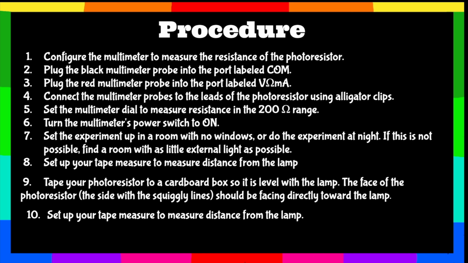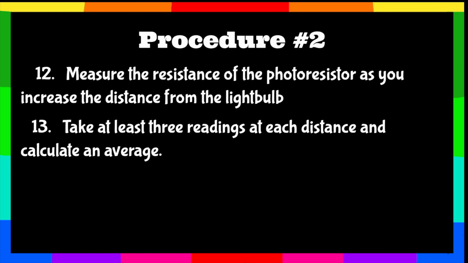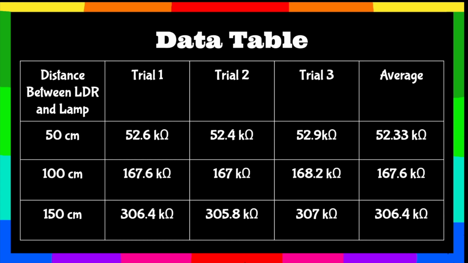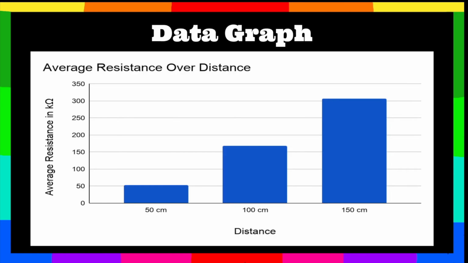Ultimately, we measured the resistance of the photoresistor as we increased the distance from the light bulb and took 3 readings from each distance and proceeded to calculate the average. This is our data table. Our data was all measured in kiloohms, which is about 1000 ohms. For 50 centimeters between the photoresistor and lamp, we got an average of about 52.33 kiloohms. For 100 centimeters, we got an average of about 167.6 kiloohms. And lastly, for 150 centimeters, we got an average of about 306.4 kiloohms. This is our data table, which shows the average resistance over distance.